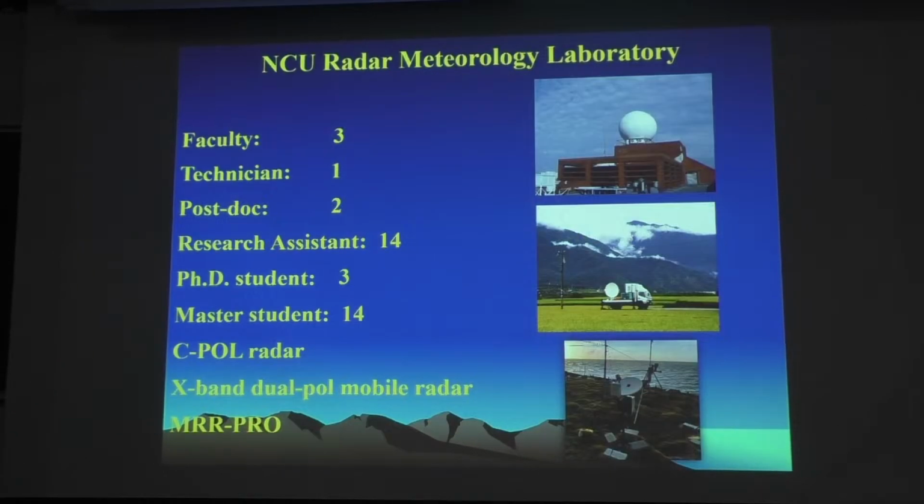Okay, first let me briefly introduce our laboratory. This is the number of our faculties, 3 of us, the number of students and assistants. And our major instruments include a C-band dual-pole radar on the top of our department building. Another one is an X-band dual-polarimetric mobile radar and the MRR probe.